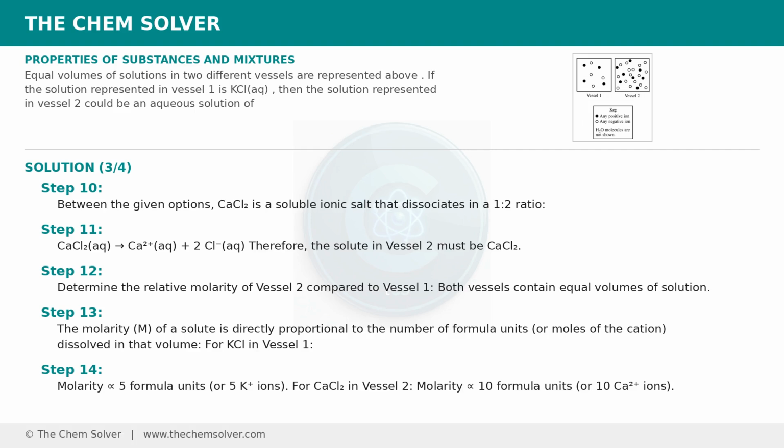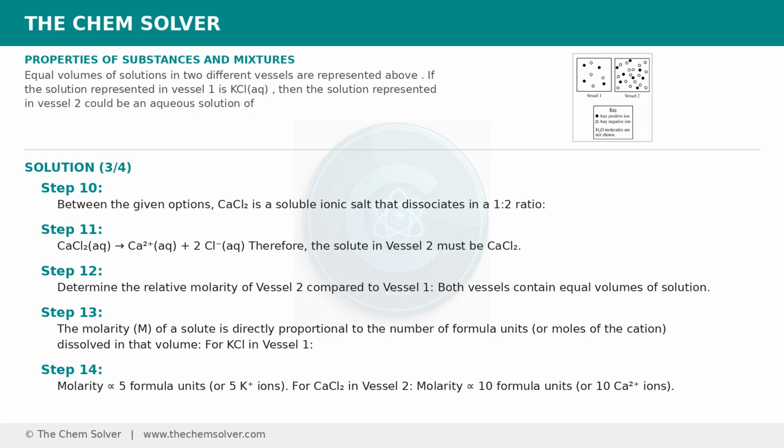Between the given options, CaCl2 is a soluble ionic salt that dissociates in a 1-to-2 ratio. CaCl2 gives Ca2+ and 2Cl-. Therefore, the solute in vessel 2 must be CaCl2.